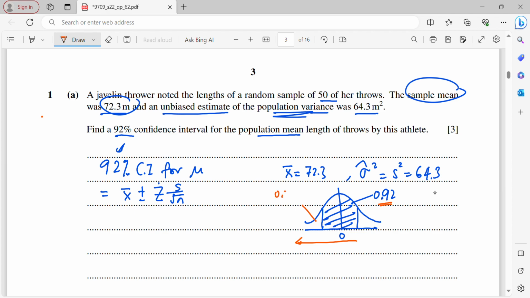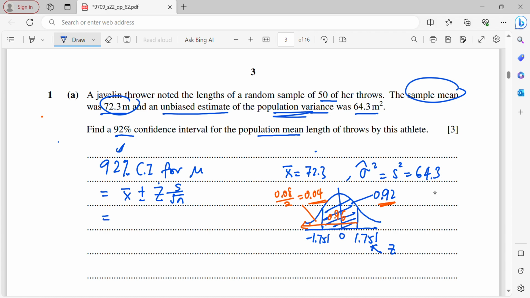I will get 0.08. But there are two parts here, left and right side. Then you have to divide by 2. So it will be 0.04 for each left and right side. Then 0.04 plus 0.92 will be 0.96. Now I need to find the value from the table when it is 0.96. So you will find that it is 1.751. Here is negative 1.751. Then this is our z value, the critical value.